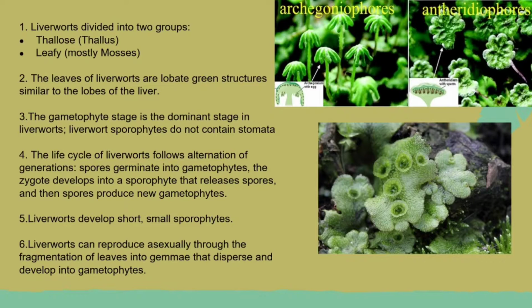The life cycle of liverwort follows the alternation of generations. Spores germinate into gametophytes. The zygote develops into a sporophyte that releases spores, and then spores produce new gametophytes. Liverworts develop short and small sporophytes. Liverworts can reproduce asexually through the fragmentation of leaf into gemmae that disperse and develop into gametophytes.